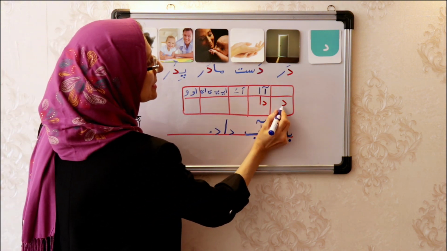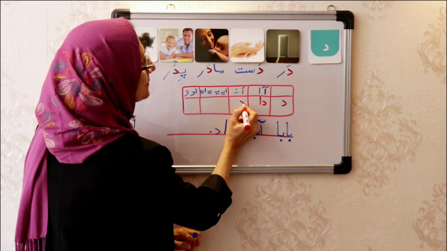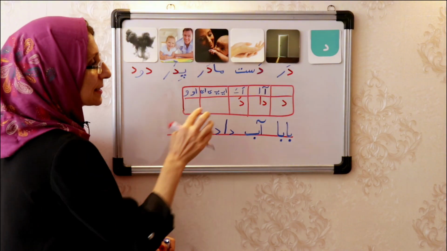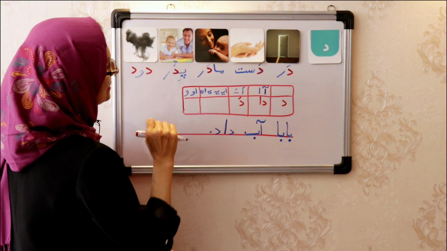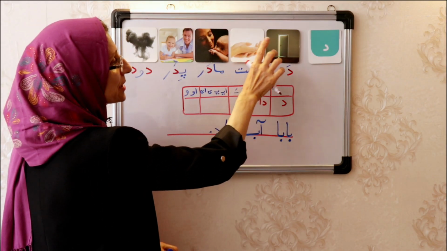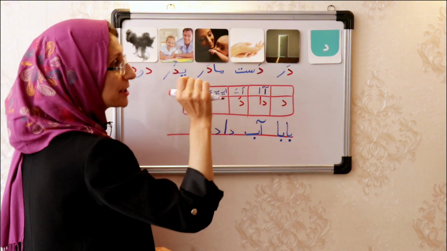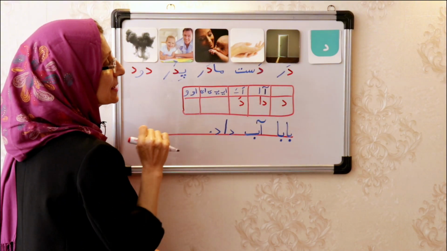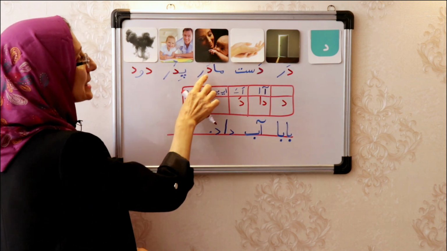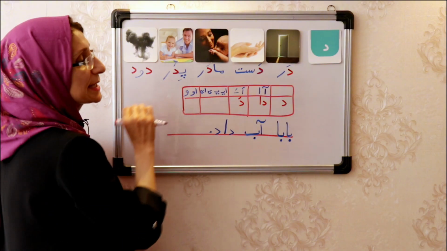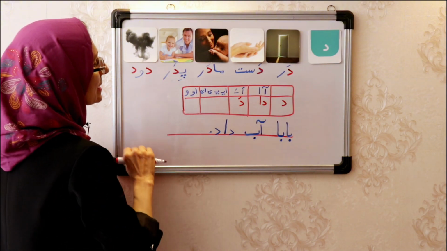Okay, now the D and a. The D and a will be da. Da, like در. Da, like دست. دا مثل مادر، مثل پدر.